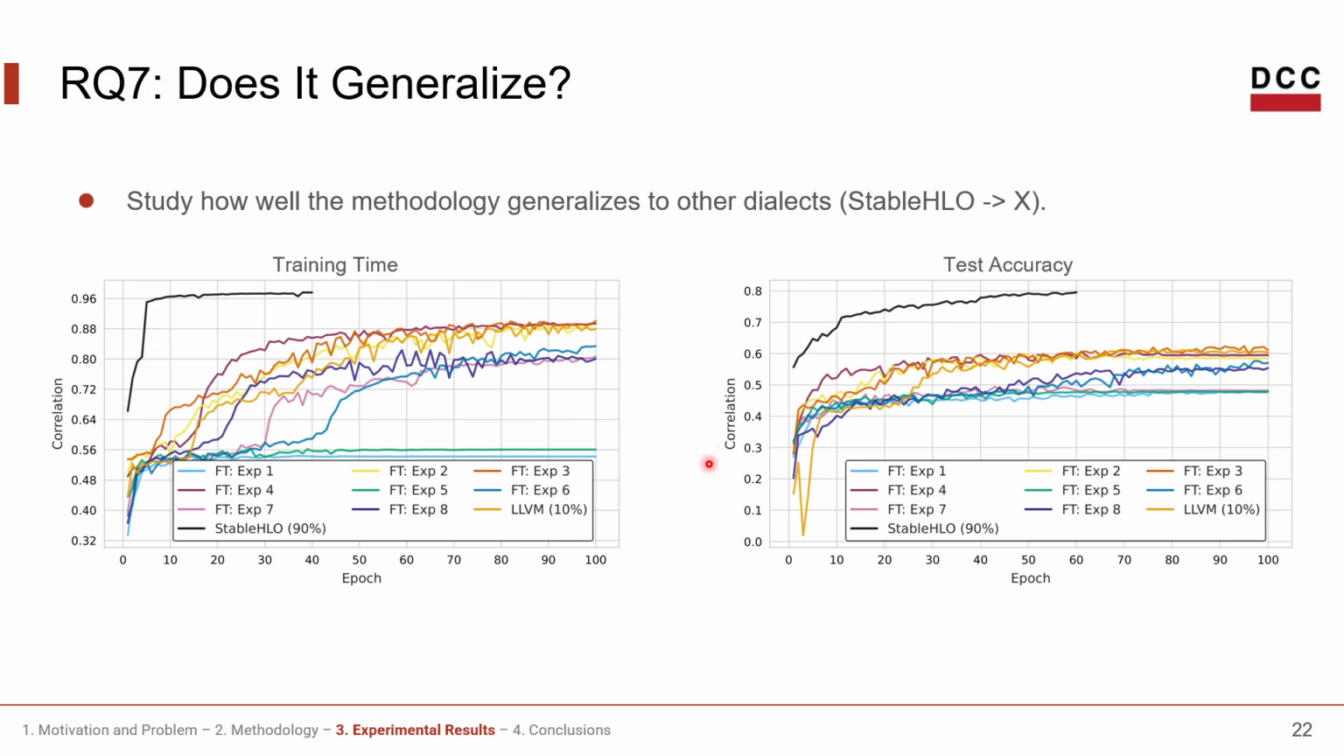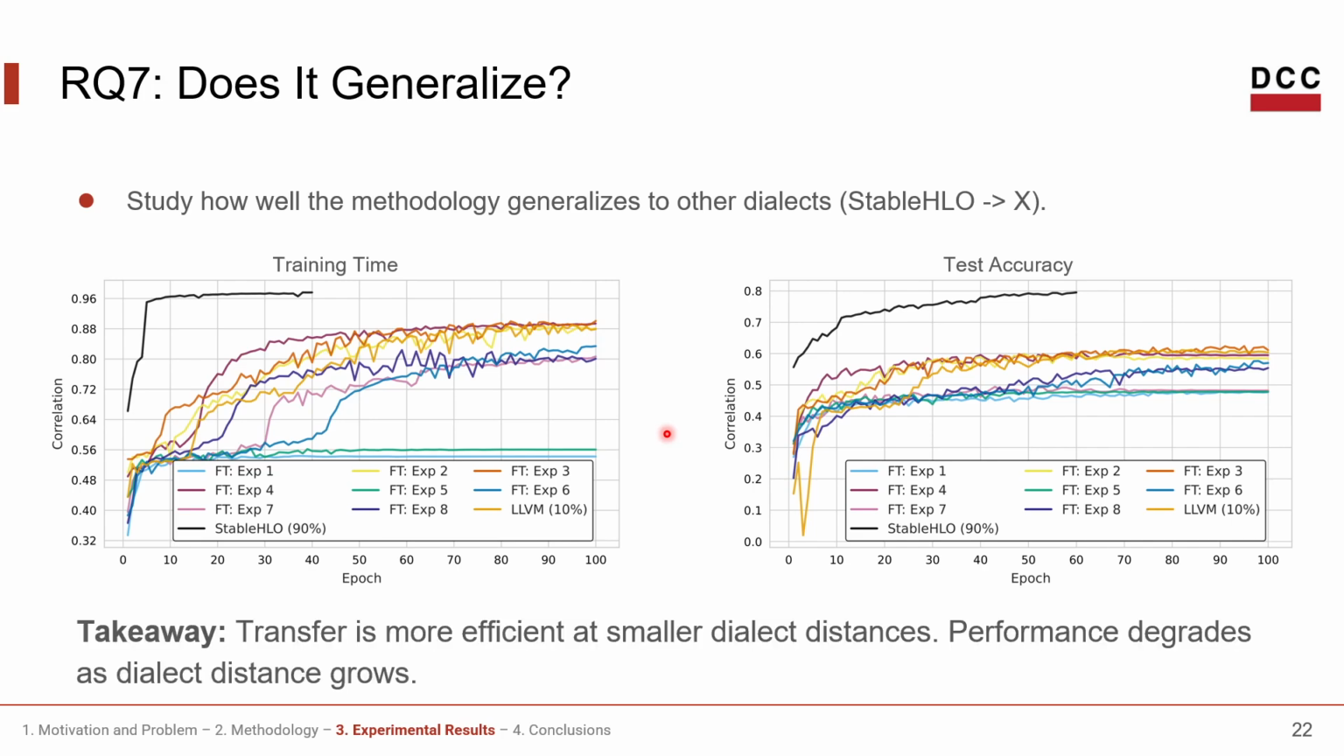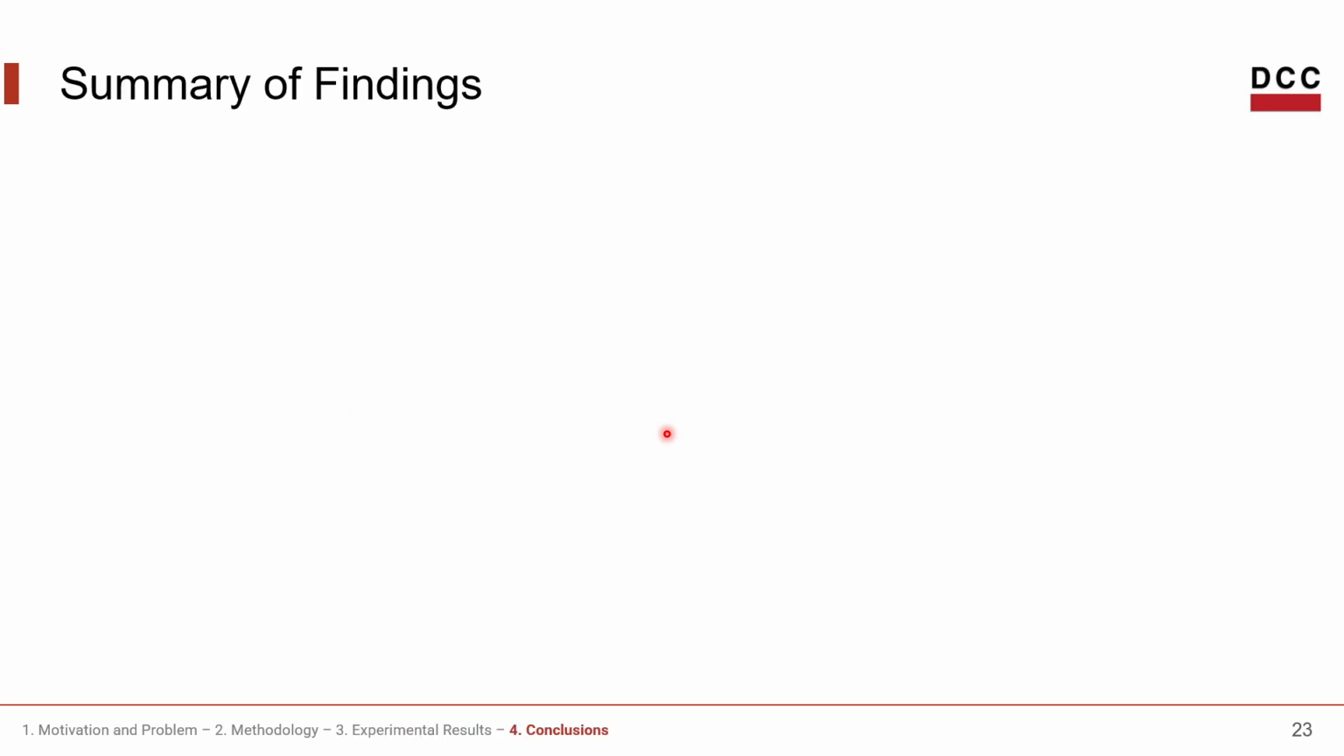And then I also ran the same tests for LLVM-IR as the target dialect, which sits at a very low level of abstraction. And here there's way less gain from applying fine-tuning, where training from scratch pretty much performs the same as the fine-tuning configurations. So the takeaway is that transfer is more efficient at smaller dialect distance, and the performance degrades as the dialect distance grows.